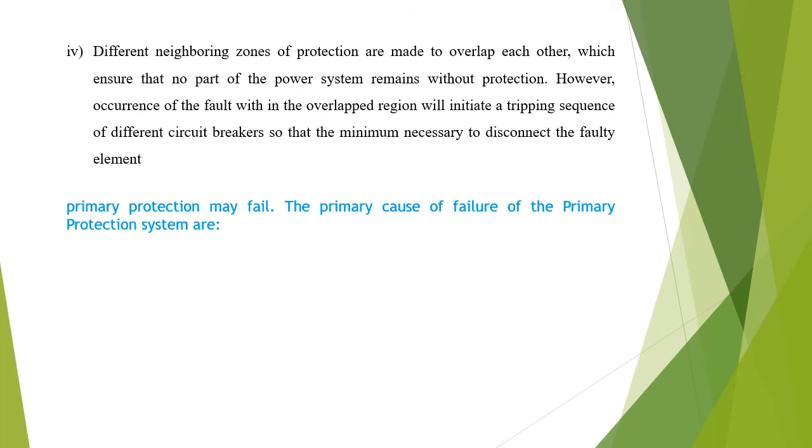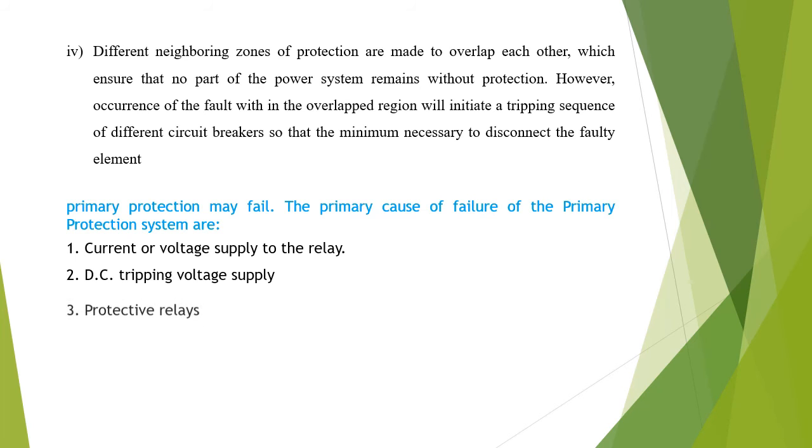Now, what are the causes of the failure of the primary protection system? They include the following. We have the current or voltage supply to the relay. When there is no supply to the relay, definitely there will be a failure. We have the DC tripping voltage supply. Remember, circuit breakers are always powered using DC supply. So if there is no DC supply, then the system may fail. We have the protective relays, we have the tripping circuit, and finally we have the circuit breakers.